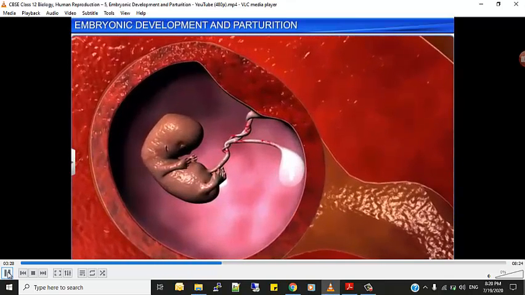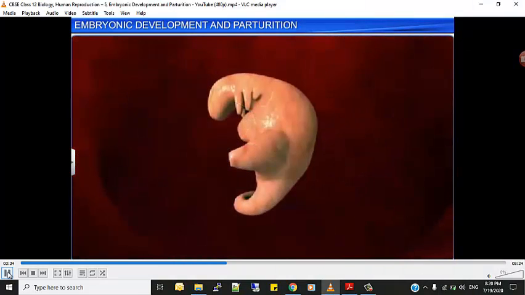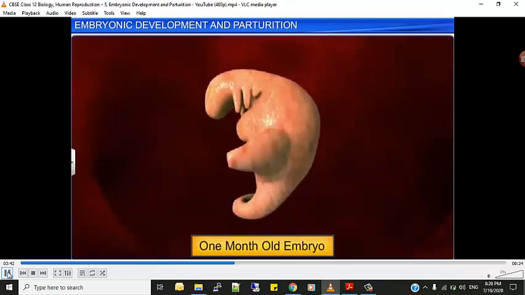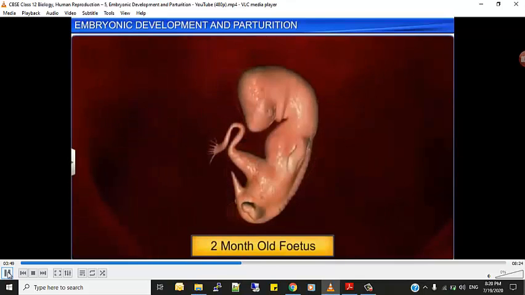The embryo stays inside the uterus for 9 months, the gestation period. During this period, the embryo undergoes several developments. By the end of the first month, the heart is formed.